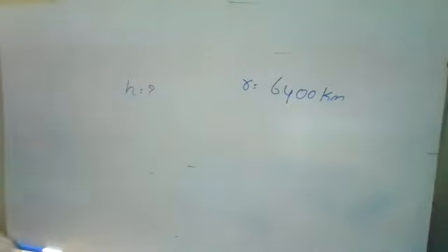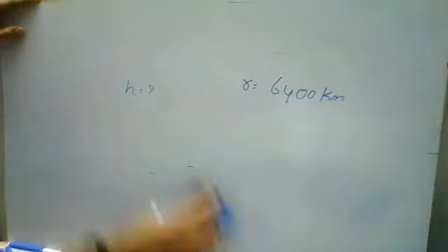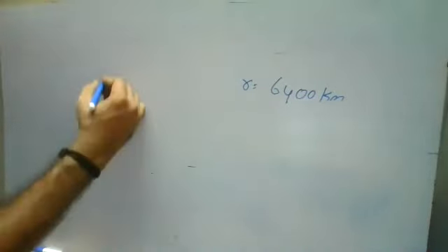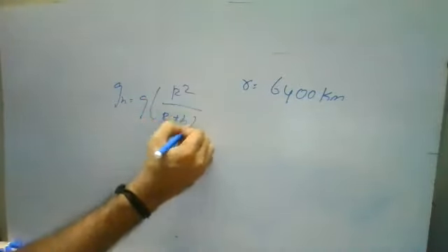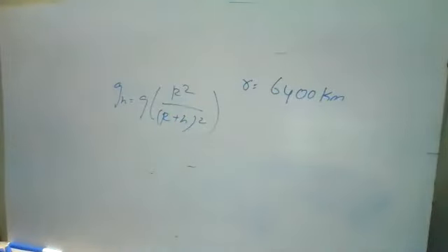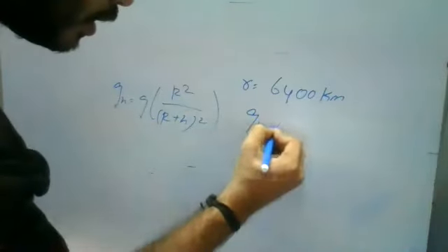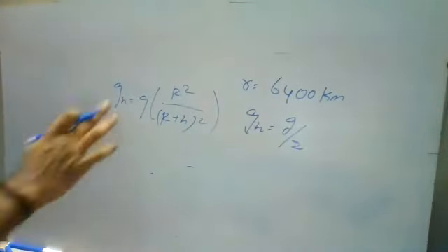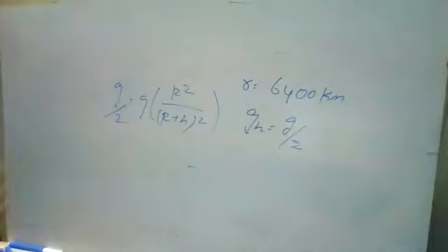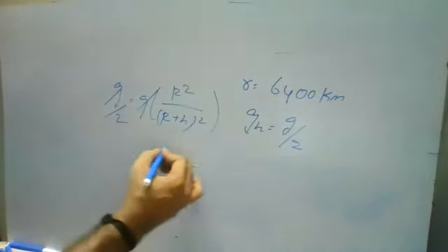Find h. Remember, here we cannot compare h as less than or greater than R, so we are going to take the first relation itself. The relation is gh is equal to g into R square by (R plus h) whole square. Here gh is given at a particular height, where the acceleration due to gravity is half of that on the ground. So gh is equal to g by 2. Here g cancels. From this relation we are going to find the height h.